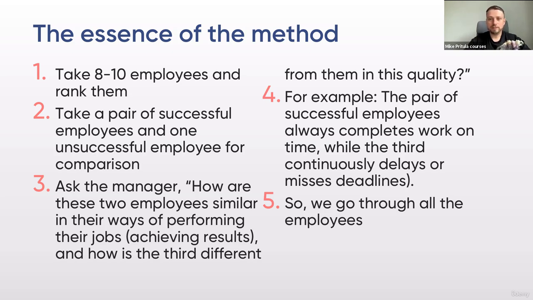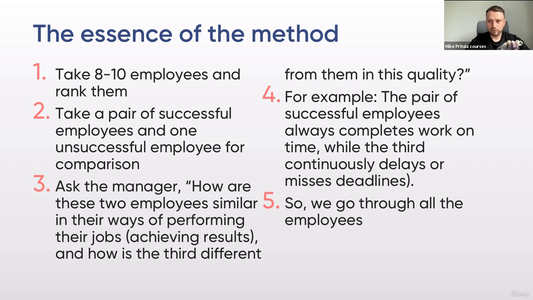Then, in order to analyze the competencies that are required, we take a couple of successful employees and one from the group of unsuccessful employees in comparison. For example, take the first, second, and 10th and ask their supervisor a question: how are these two employees, first and second, who in order of effectiveness are similar to each other in the way they do the work or achieve the result, and how does the third differ from them in this quality? These are the kinds of responses that allow us to gather useful information. For example, a couple of successful ones always meet work deadlines, while the third one constantly delays or misses task deadlines.